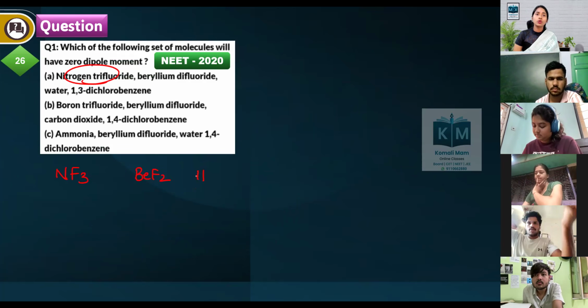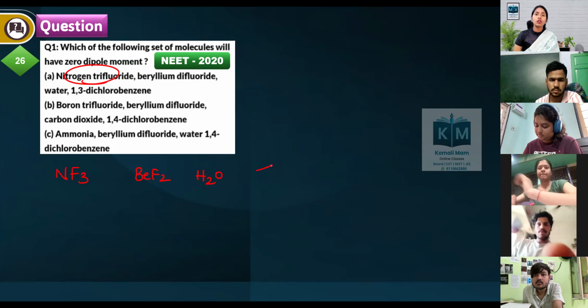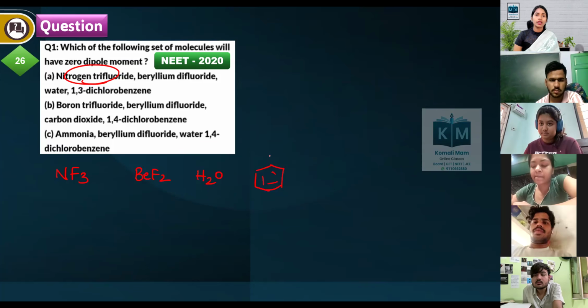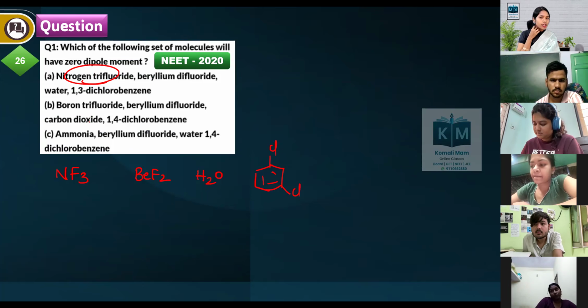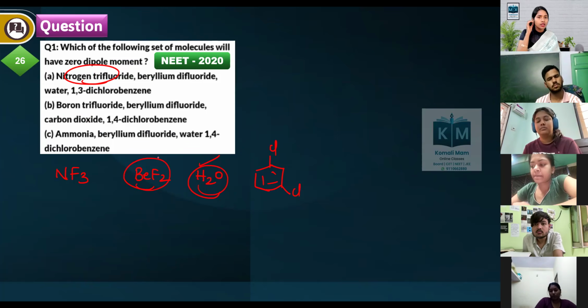Next one is H2O. Next one is 1,3-dichlorobenzene. The next one should have a perfectly zero dipole moment, right? Water does not have a zero dipole moment. It is bent. Only the symmetrical molecule has zero dipole moment. The remaining three have a dipole moment.